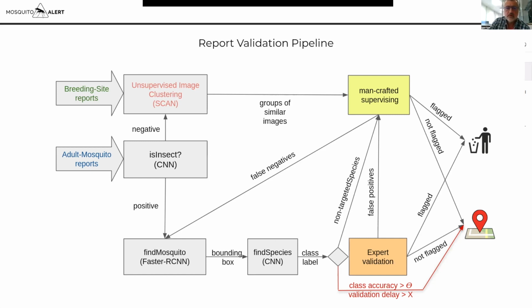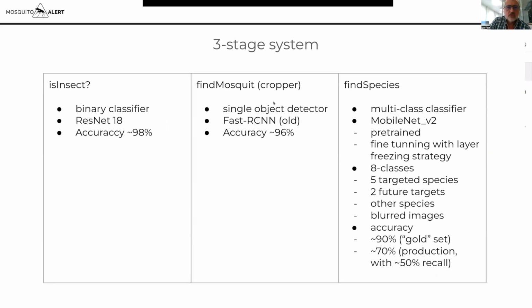Okay. So these are the three filters. This is insect filter is a binary classifier. It's based on a ResNet 18, and it works quite well. It currently has an accuracy of about 98%. So we are happy with this filter.